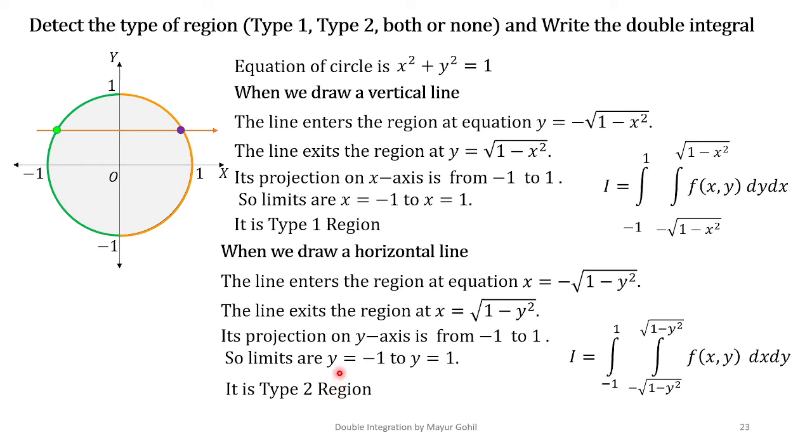Now this is the first example that we are seeing which is type 1 as well as type 2. What I want to show you here is that a region can be type 1 as well as type 2. So let us take up one more example on a similar line.